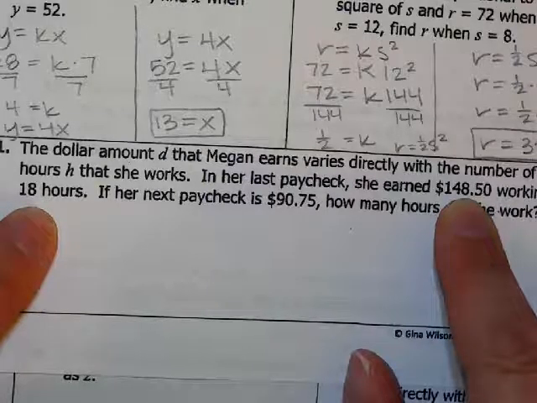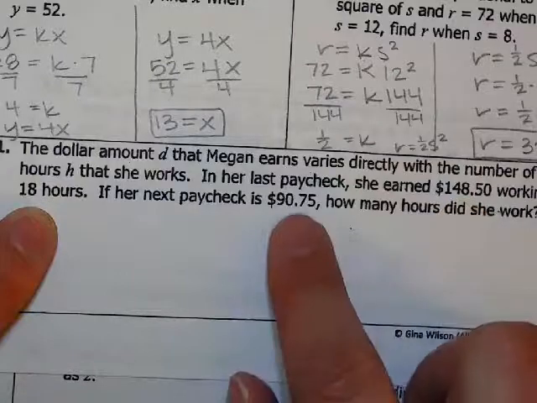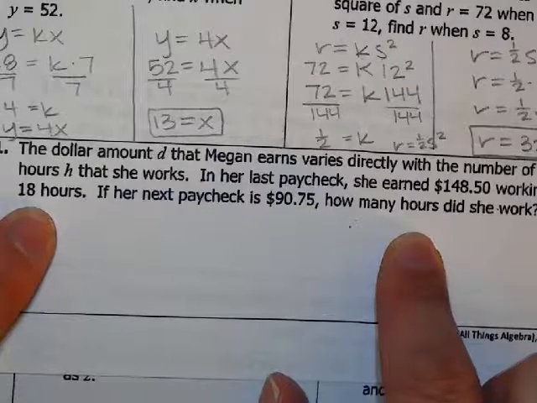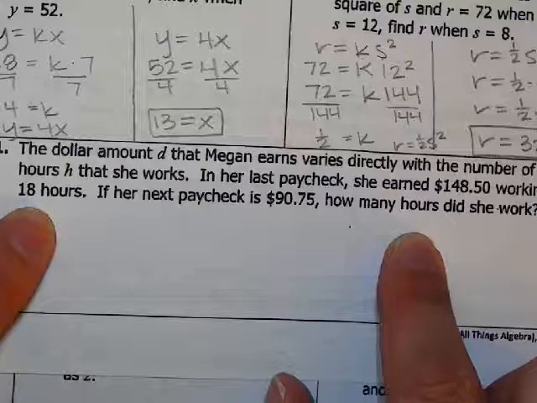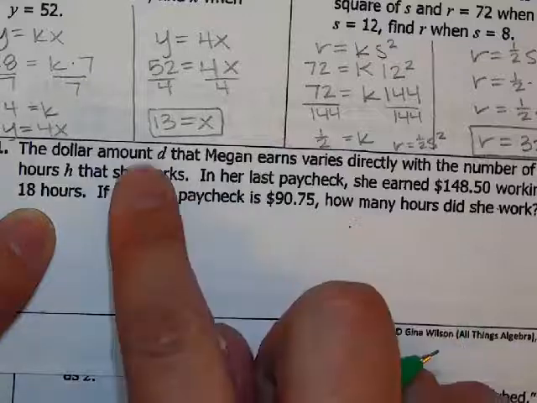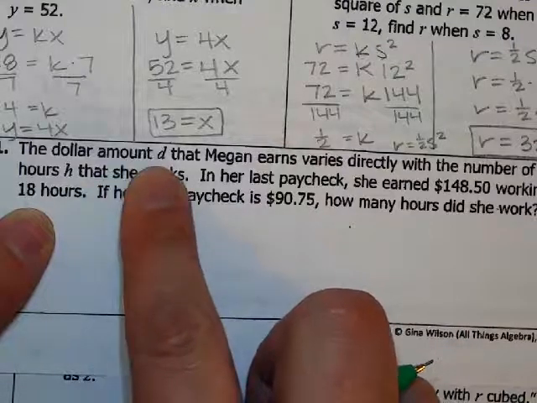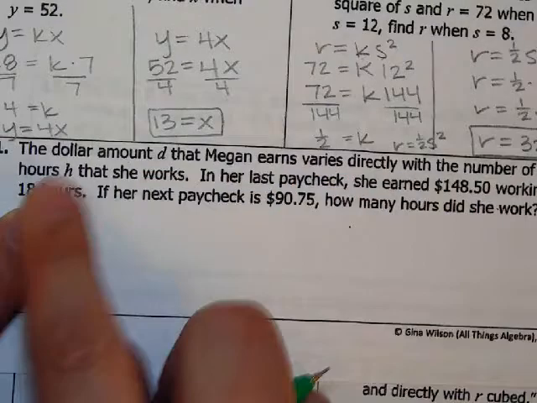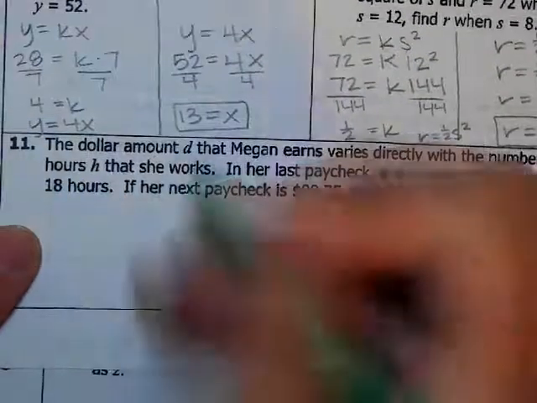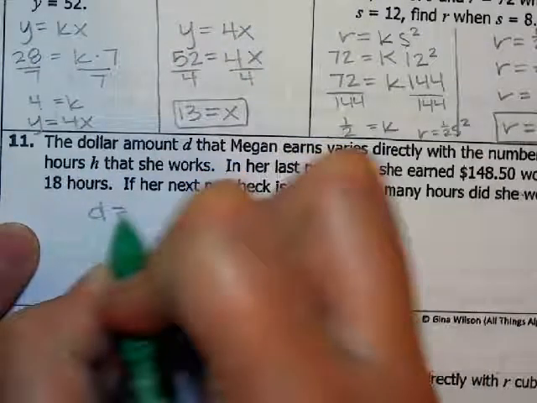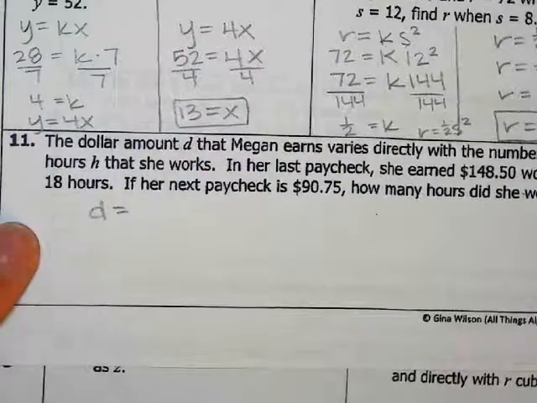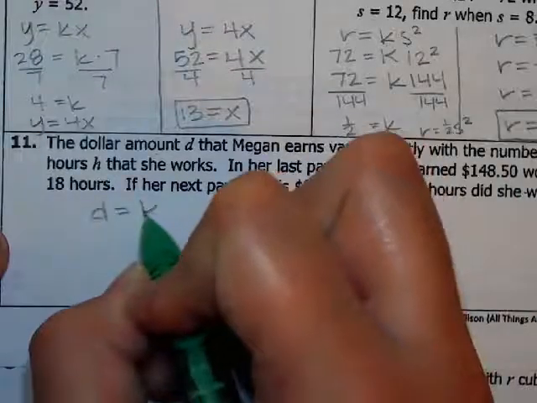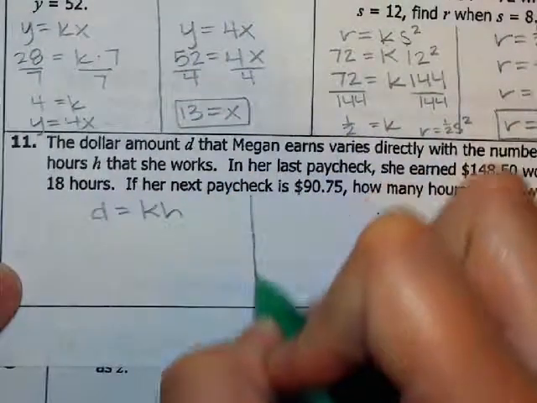Okay. It says the amount D that she earns varies directly with the number of hours that she works. So D varies directly with the number of hours that she works. How do we write that equation? D equals KH. Okay, so again, we're going to divide this in half. Let's use the first piece of information. D is the dollar amount equals K times H. H is the hours. So what do I write?